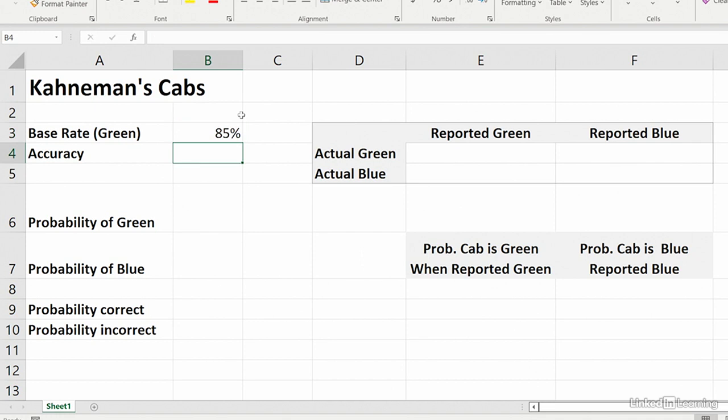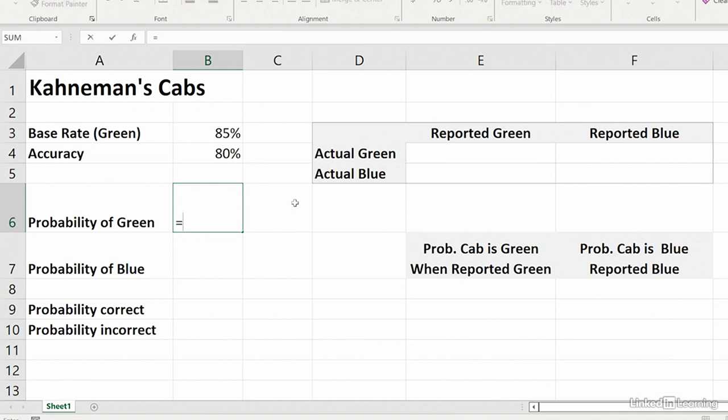And in B4, I'll type the accuracy, and remember that the court established that the witnesses were accurate 80% of the time. So 80 and enter. Now we can find the probability a cab is green or blue, and then the probability the witness is correct or incorrect. So in B6, we need the probability that the cab is actually green.